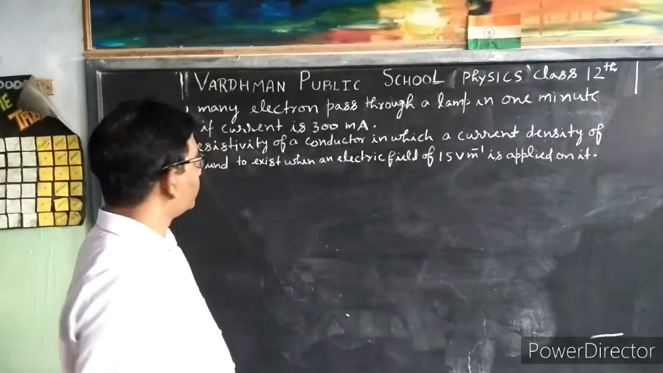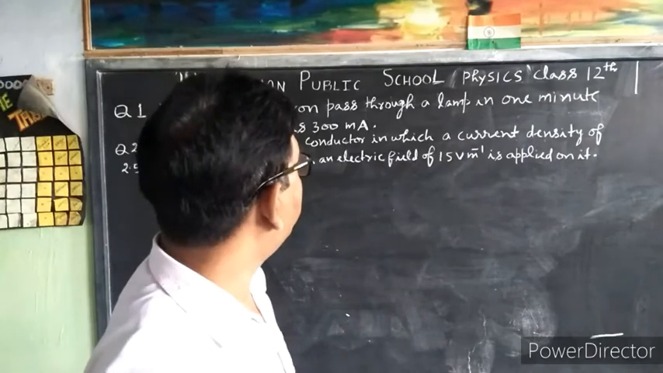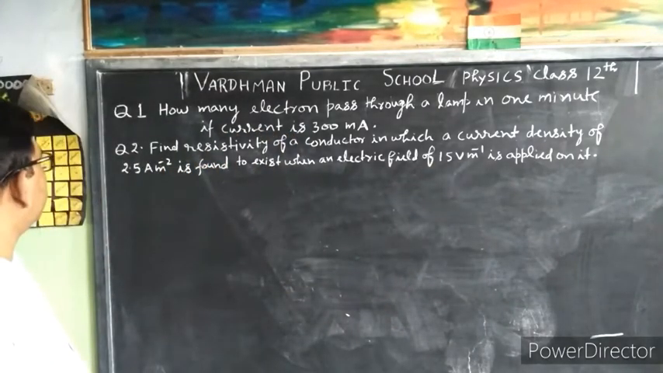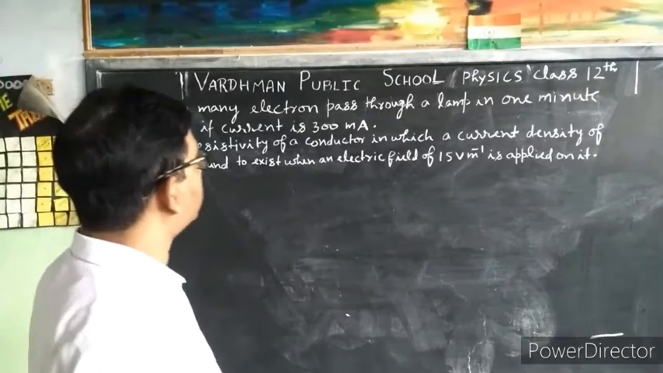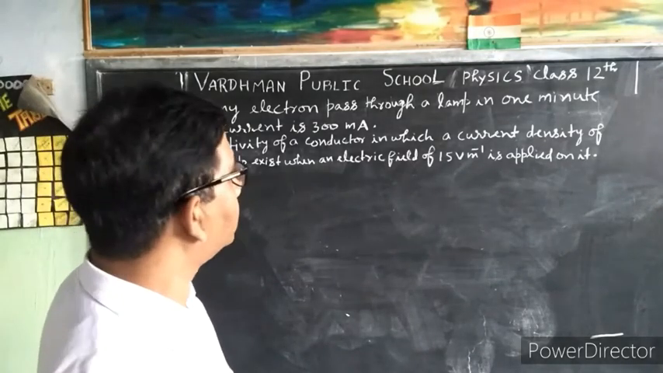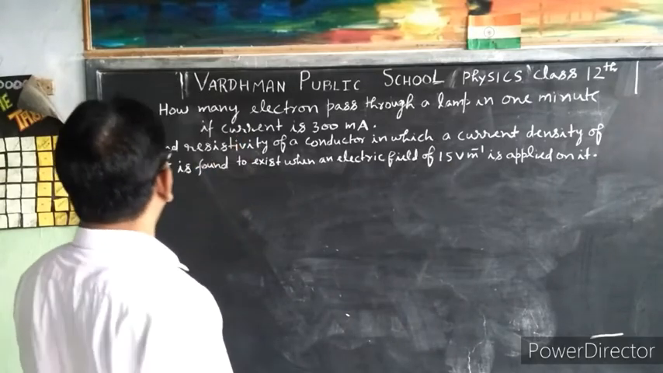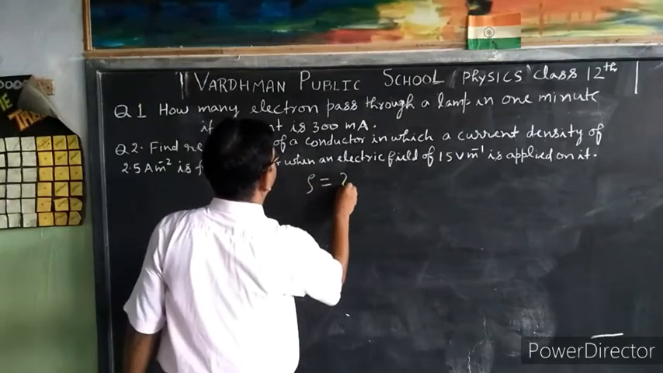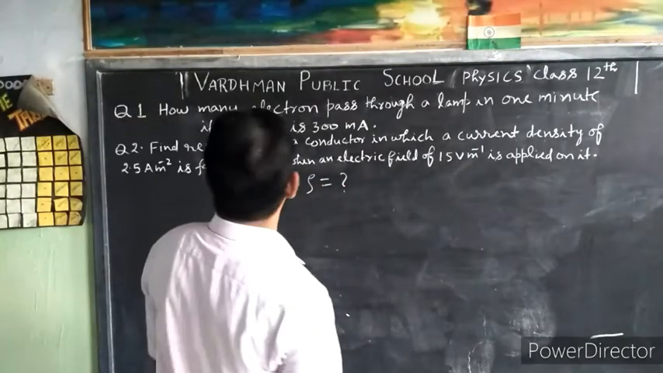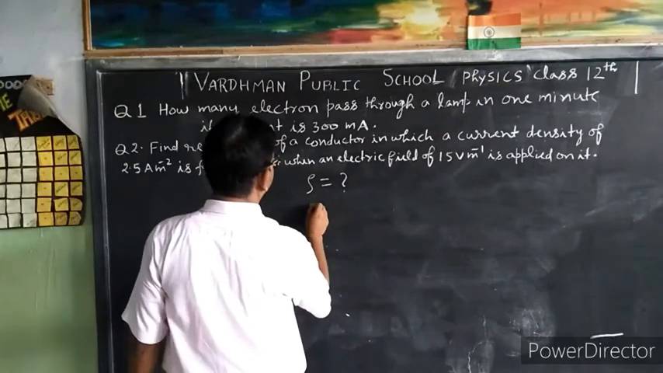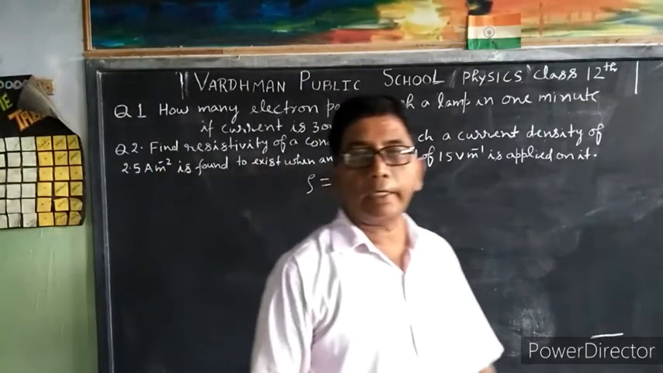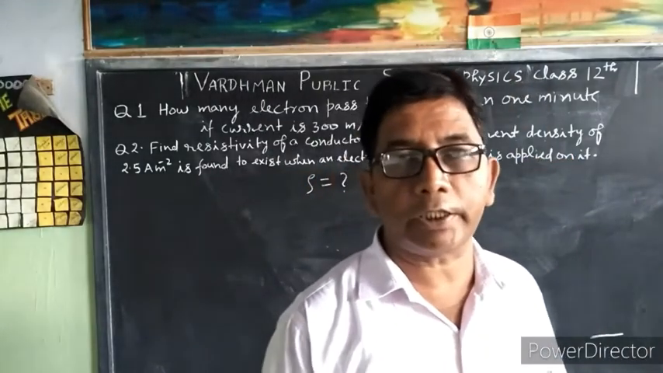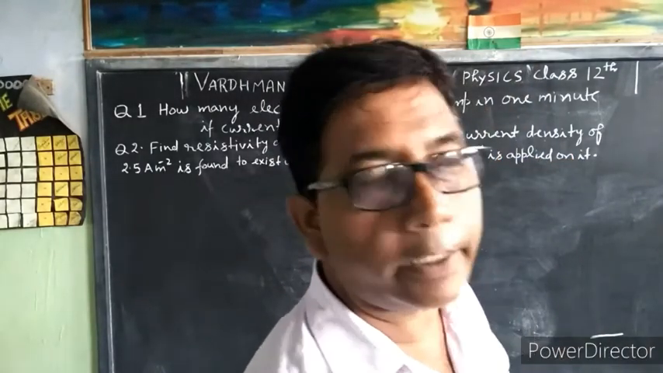Find the resistivity of a conductor in which a current density of 2.5 ampere per meter square is found to exist when an electric field of 15 volt per meter is applied on it. You have to find resistivity rho. Do you know what current density is? Current per unit cross sectional area is known as current density. It is denoted by J, and J is equal to I upon A.